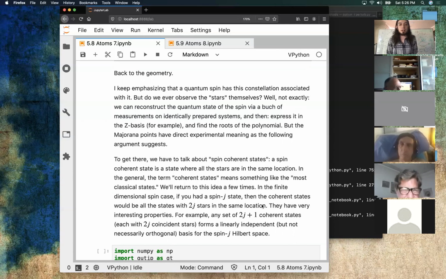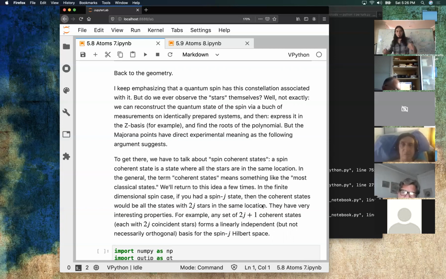I'm going to skip forward a bit. Just to give some more intuition about the whole polynomial thing, let's talk about spin coherent states. This is a very beautiful thing. You guys are going to like this. This is going to make a lot of sense, and really show why this polynomial thing works in a fun way.